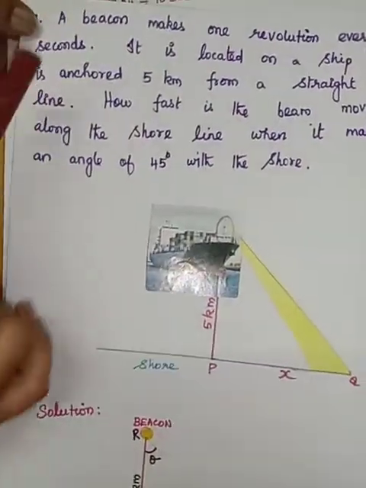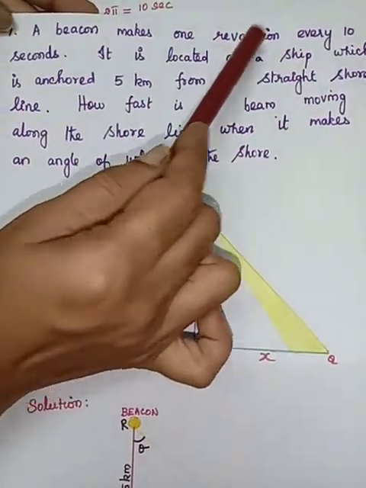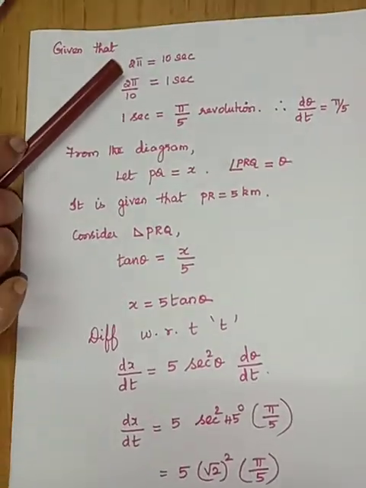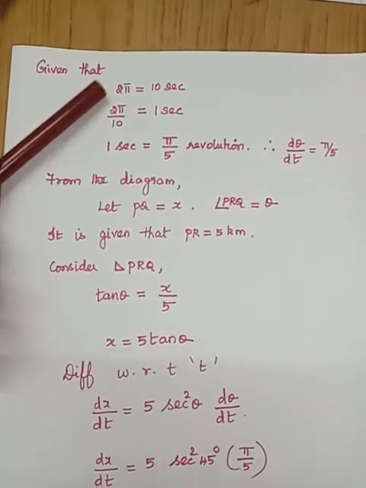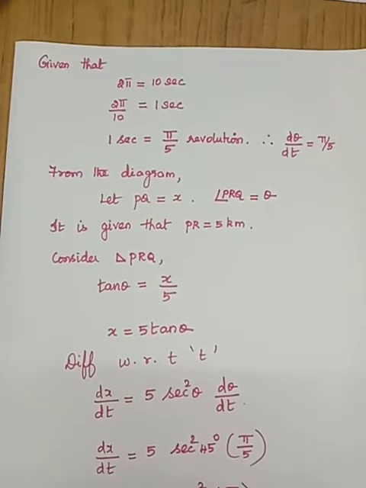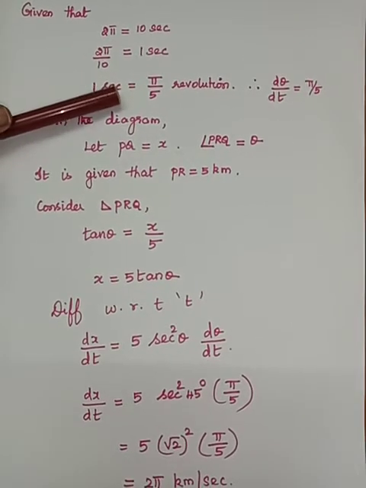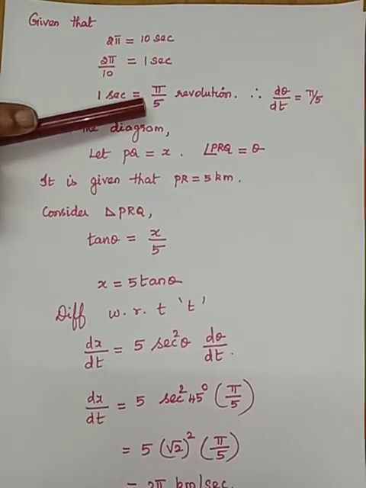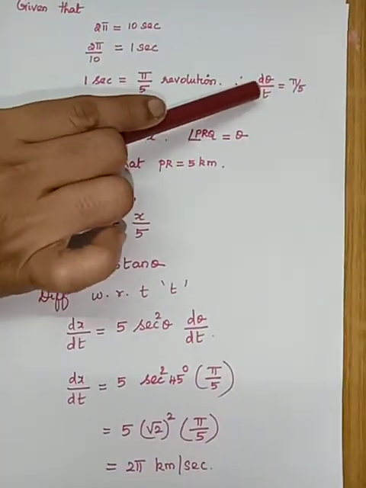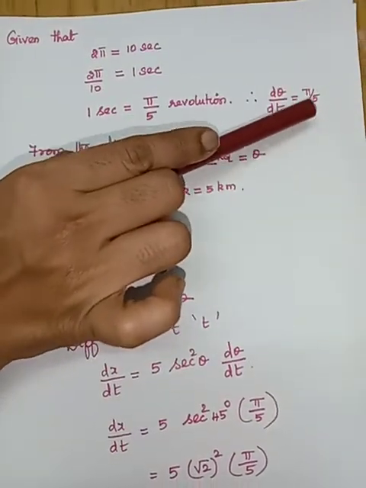And you see from the first sentence of your problem, a beacon makes one revolution every 10 seconds. So one revolution means it is 360 degree, or we can write 2 pi. So for 10 seconds the angle of revolution is 2 pi. So in 1 second it is 2 pi by 10, which is nothing but pi by 5 revolution. So we can write, it's an angular velocity, d theta by dt is equal to pi by 5.